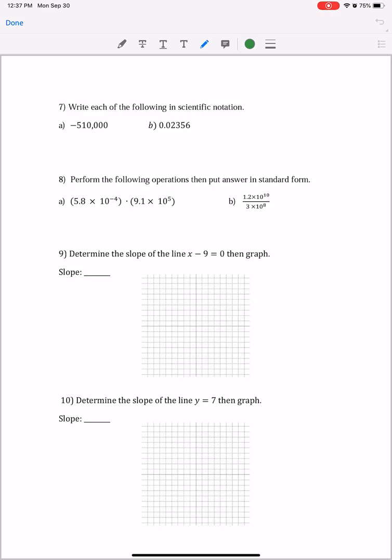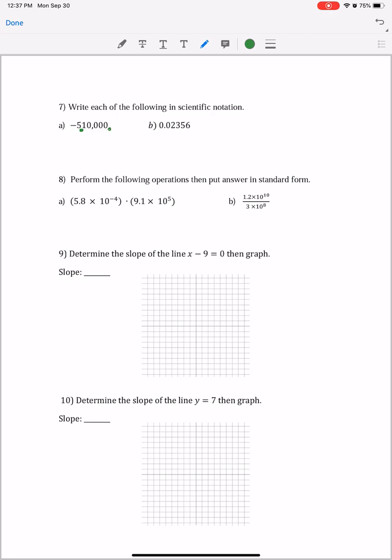Write each of the following in scientific notation. So if you have a whole number, it means your decimal's back here. And we want to make this in between 1 and 10. So if I put my decimal here, 51, that's greater than 10. If I put my decimal here in 0.15, that's less than 1. So we have to put our decimal between the 5 and the 1, that's 5.1, that's between 1 and 10.